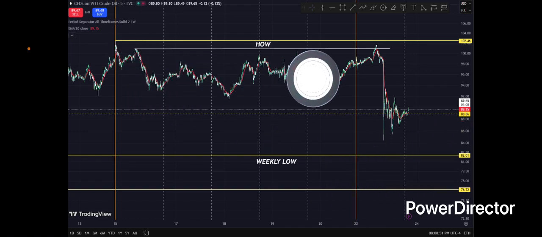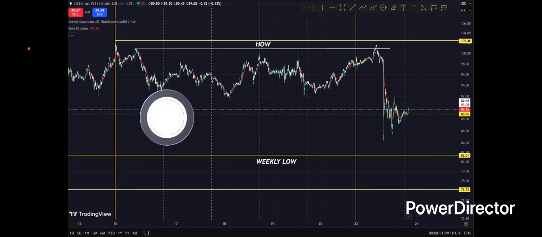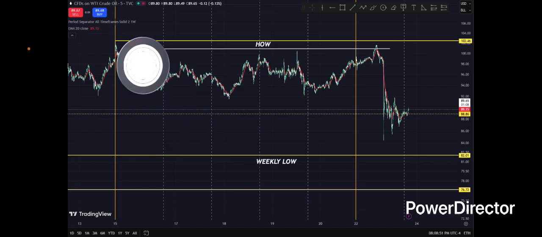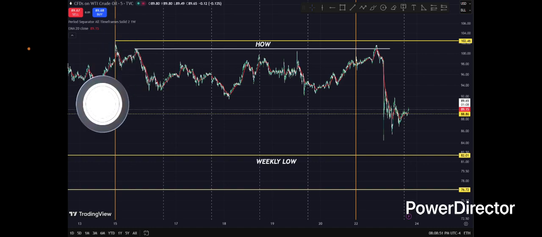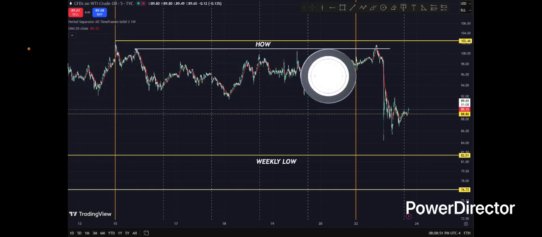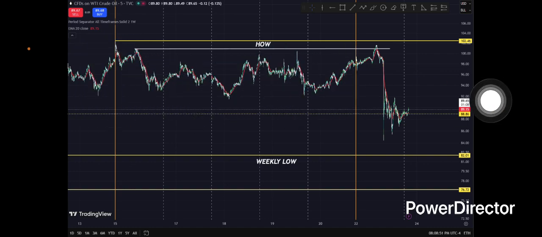This entire week right here stayed inside of this little range, right? All of this price movement, it's all inside of this range. This is a consolidated market, right? And so I took note of that.